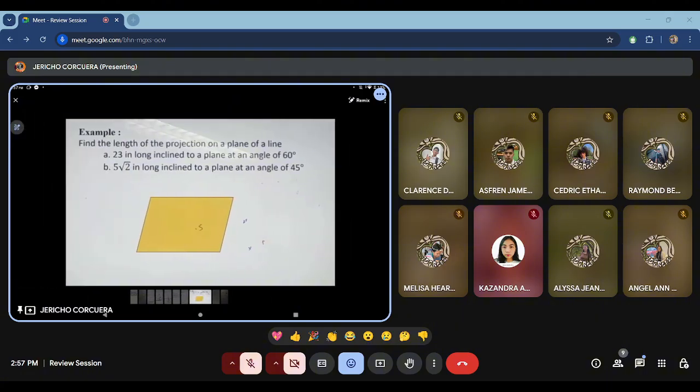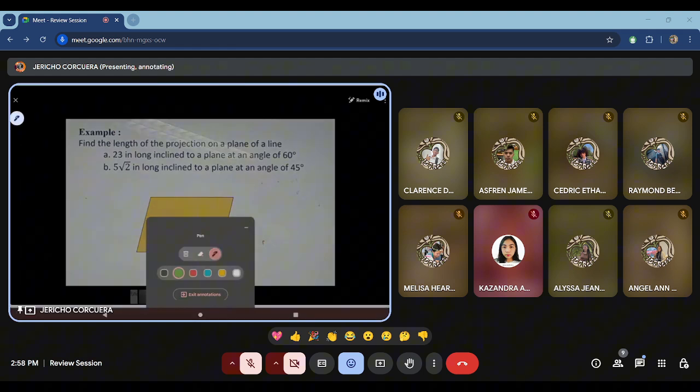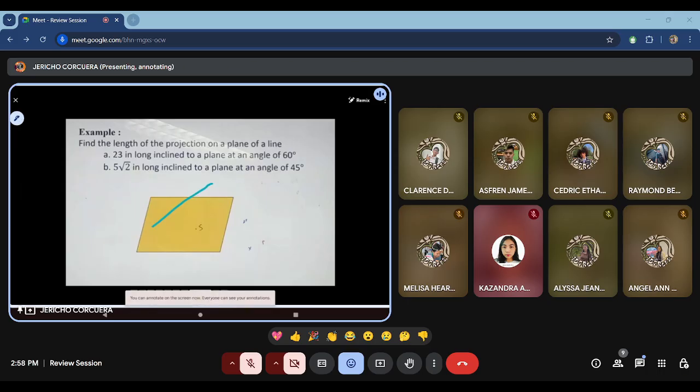Find the length of the projection of a line 23 inches long inclined to a plane at 60 degrees. So let's draw the figure here. We have the 23 inches long line here, and this is the projection. We have 23 inches here and 60 degrees here. The 60 degrees is actually the angle of inclination.